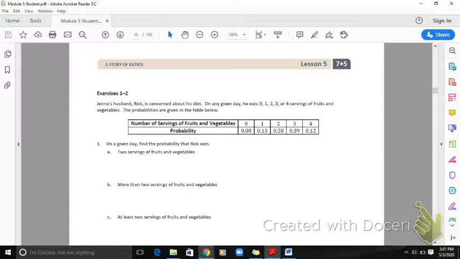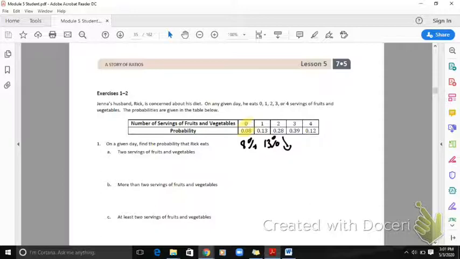So looking at this example right here, it says Jenna's husband Rick is concerned about his diet. On any given day, he eats 0, 1, 2, 3, or 4 servings of fruits and vegetables. The probabilities are given in the table below. So here you can see the probability of him eating 0 apples is 0.08, which remember is equivalent to 8%. The probability of eating 1 apple is 0.13, which is 13%.